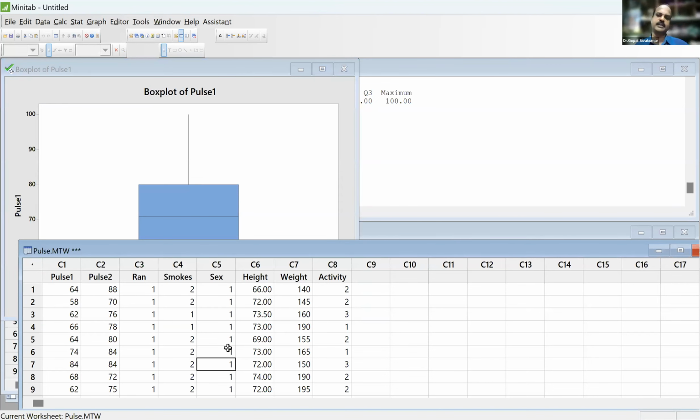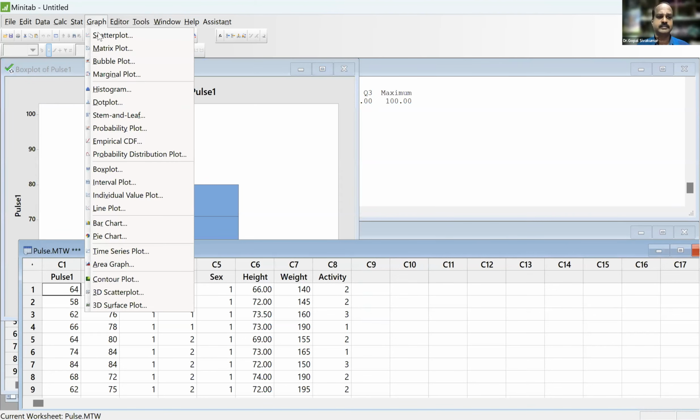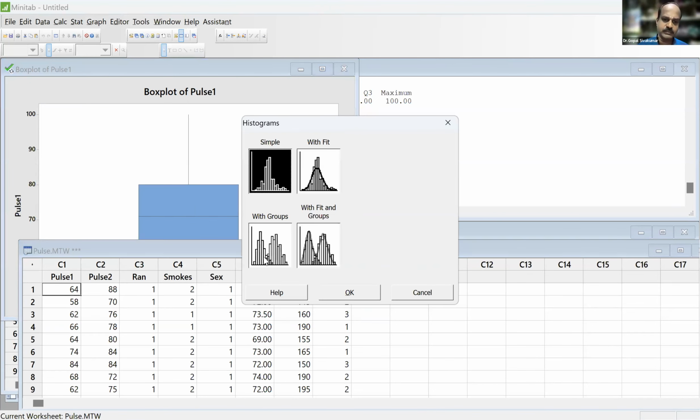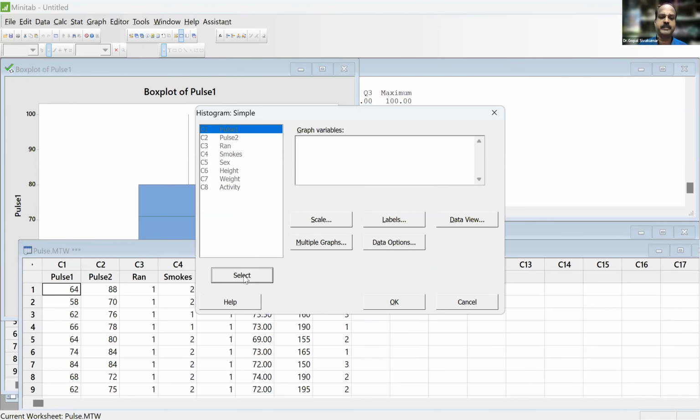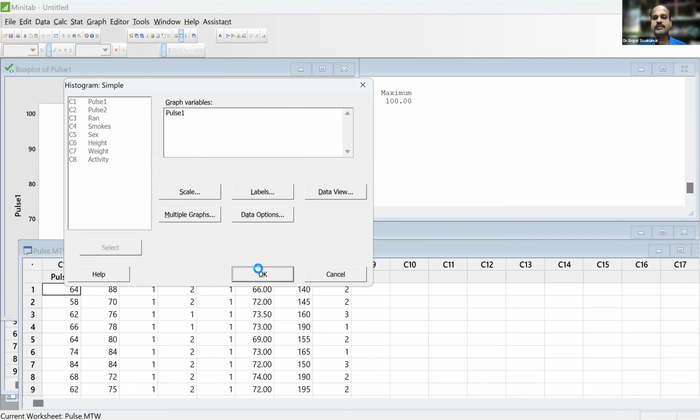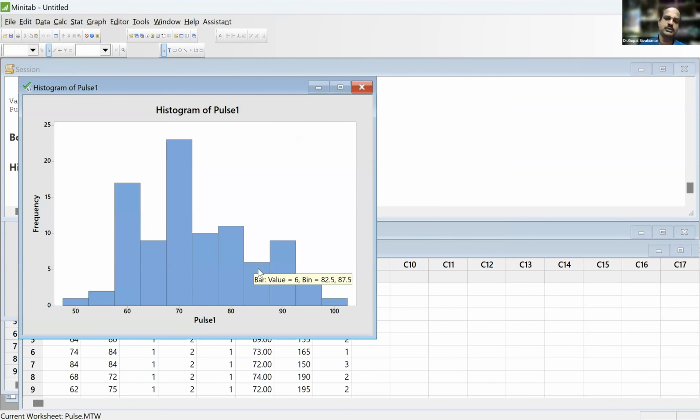And now let's plot another graph to visualize the same thing. Graph, I go to histogram now. Simple histogram, okay, and choose the same thing. And now you give okay. And now all of you use your eyes and tell me, is it looking like a bell curve?